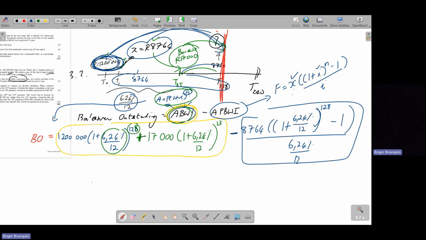If you put that into your calculator, remember, if you're running out of time, just don't put your final answer. Calculator work often takes the longest amount of time, and it's not really justifiable with the marks. So you get a balance outstanding of 760,805 rand and 40 cents. That is question 3.2.